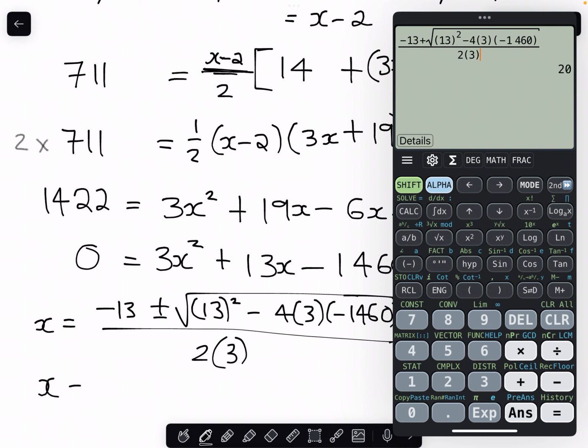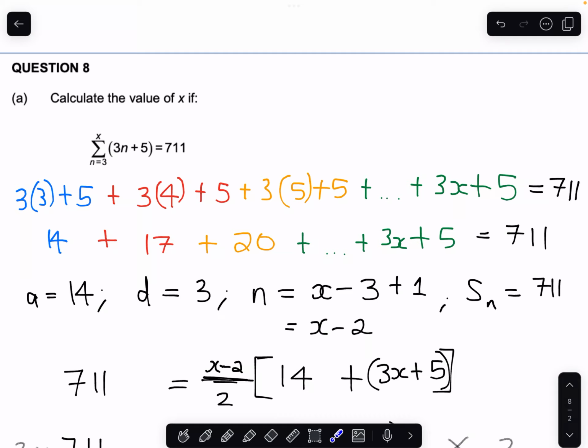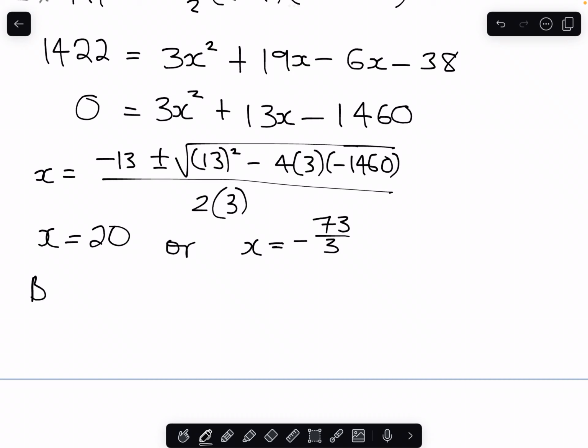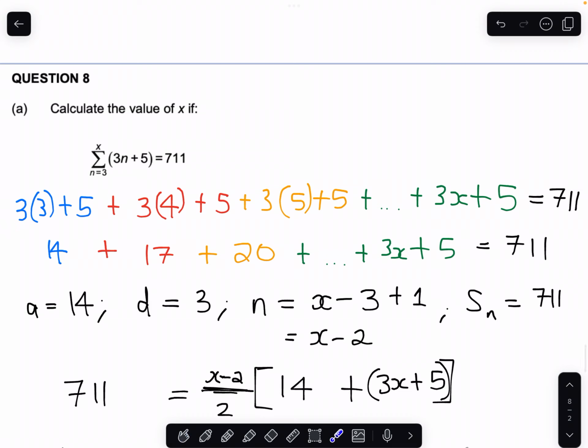So x could be 20, or let's see if the second solution is valid. It is not, and the reason is not only is x positive, but x has to be bigger than 3. So x can only be 20. And that's the answer we need. We're trying to find the value of x, and we find that x is 20.